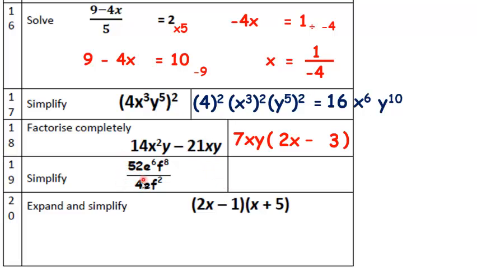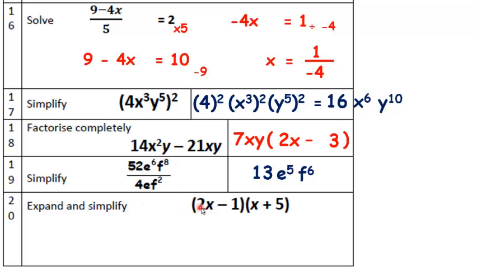Question 19, you need to think about this a little bit. 52 divided by 4 is 13. e to the 6 divided by e to the 1. Now you should write a little 1 over here. Once you see this, you should put a little 1. So 6 take away 1 is 5, so it's going to be e to the 5. And f to the 8 take away 2 is 6, f to the 6.